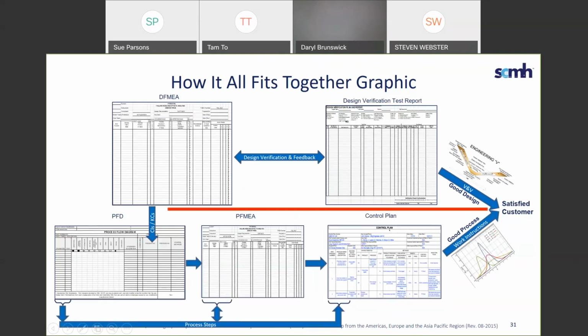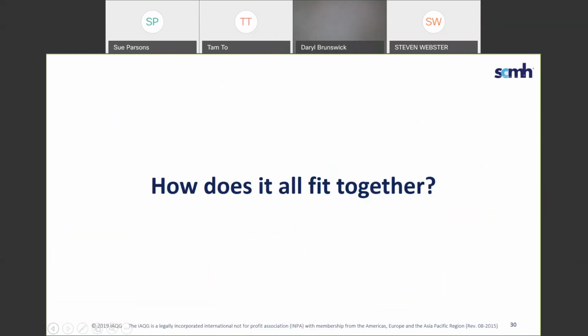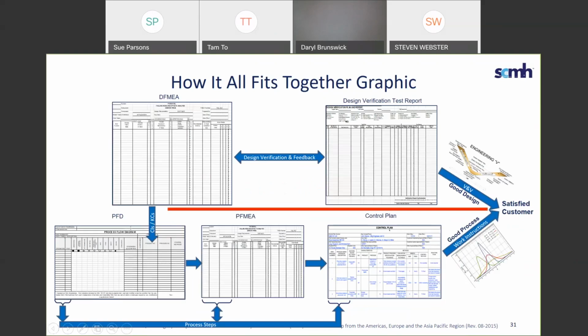throws everything together. What this graphic does is it highlights on the top the product design process as it applies to APQP, and on the bottom, we talk about the process development. So you have product development on the top and process development on the bottom.